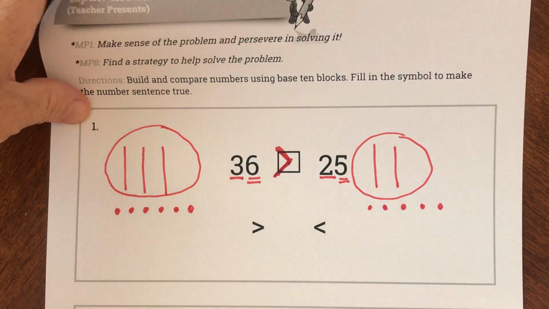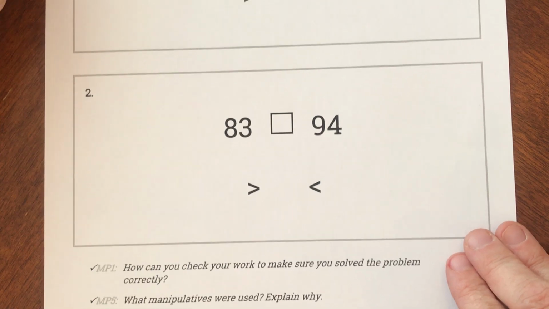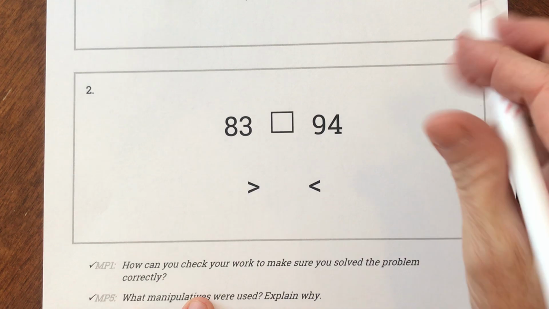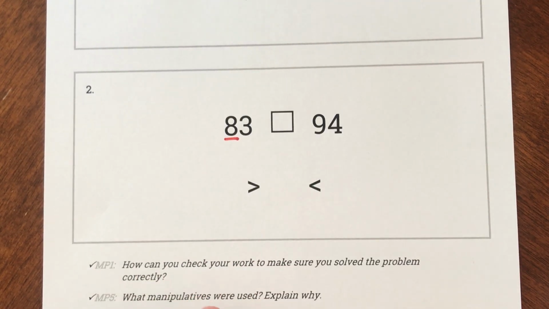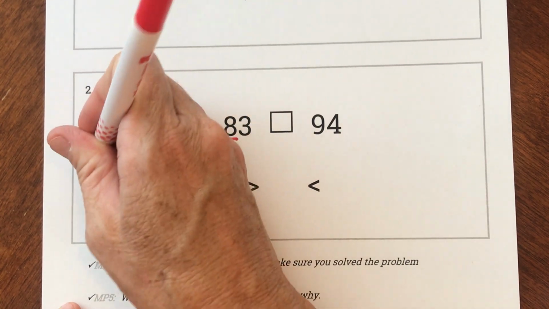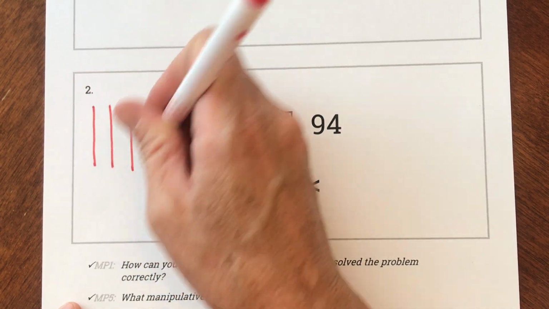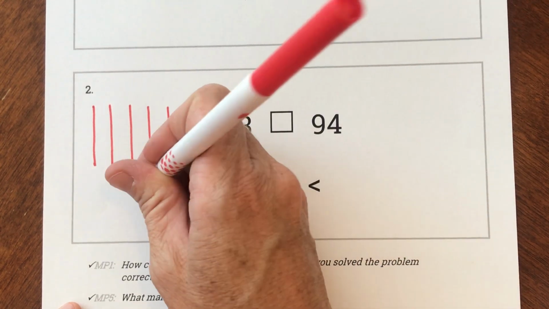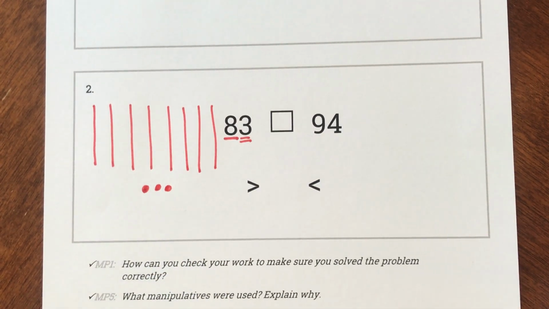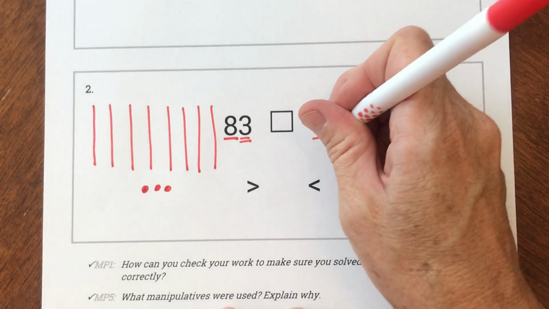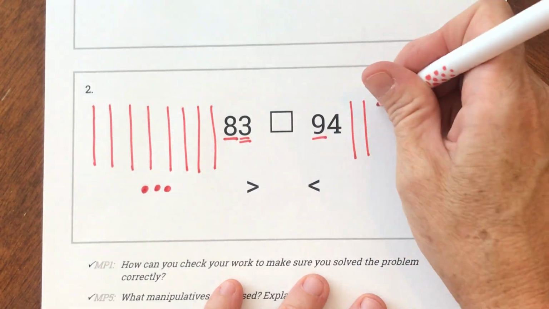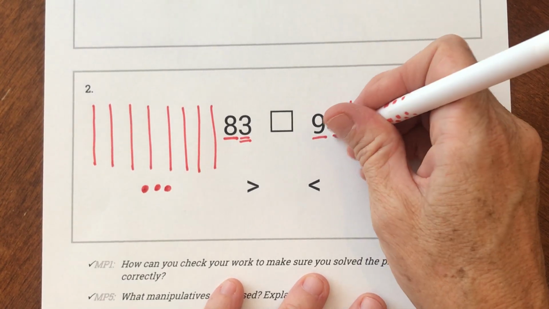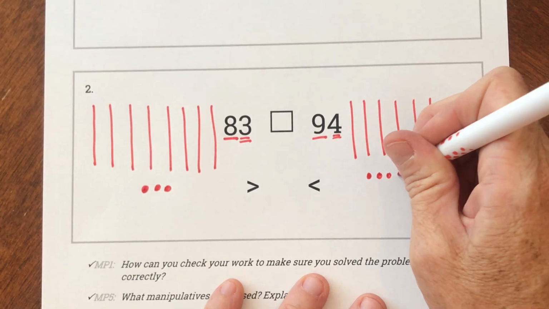Okay, boys and girls, I'm going to do another one. Here's my next one. It says 83 compared to 94. Okay, so I first have to build my number. So I have 8 tens. Ready? 1, 2, 3, 4, 5, 6, 7, 8. And I have 3 ones. 1, 2, 3. Okay, over here I have 9 tens. 1, 2, 3, 4, 5, 6, 7, 8, 9. And I have 4 ones. 1, 2, 3, 4.